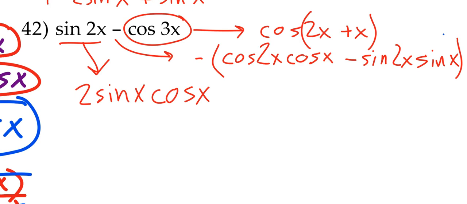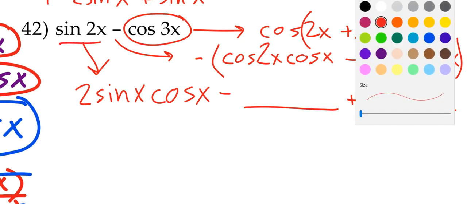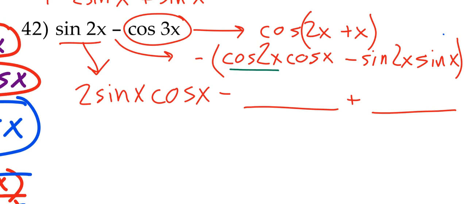Come on, what do you get when you multiply something by -1? You get the opposite, right? So that would be minus for the first term and positive for the second term. Now, what are you going to replace that with? Well, there's only one choice of what to replace this with. What is that? 2 sine x cosine x.